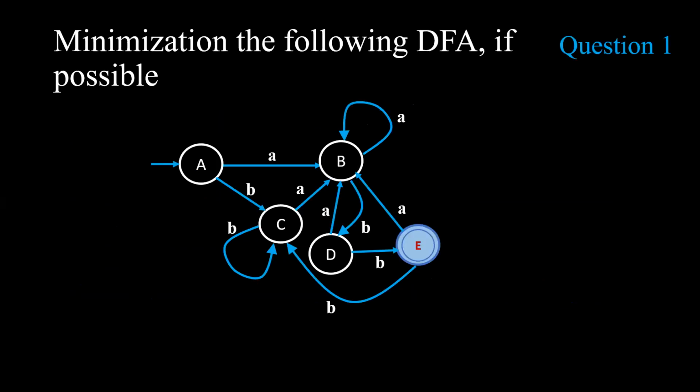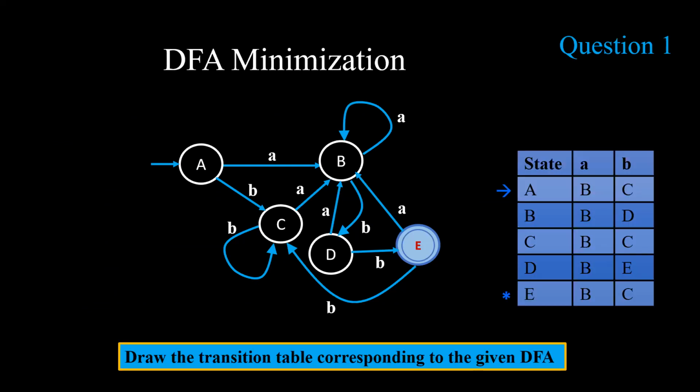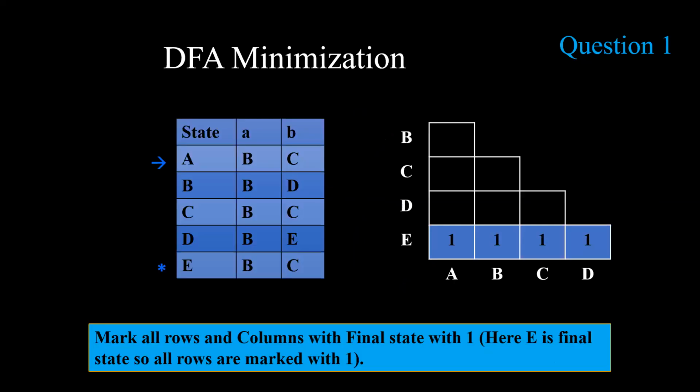Now consider the following DFA. This is the same example which we considered in the previous slides. Say for example, we have this particular DFA. The first step which we need to do is to draw the transition table corresponding to the given DFA. So we have 5 states, A, B, C, D, E. We have one start state A and one final state E.